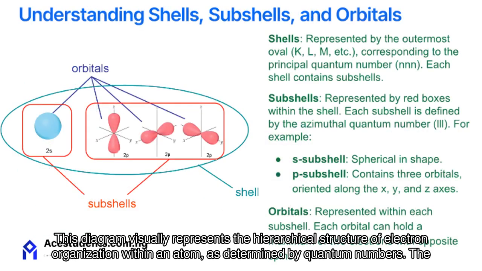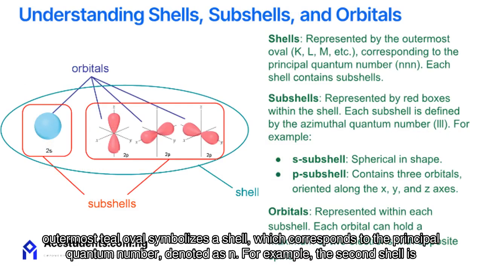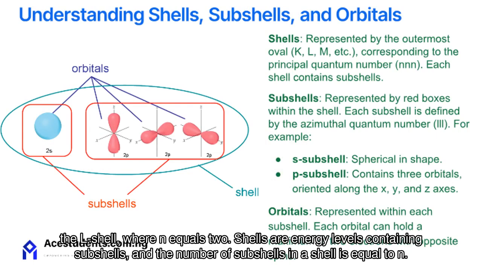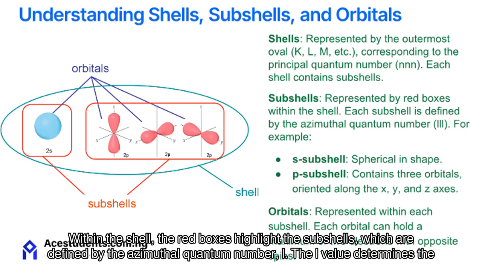This diagram visually represents the hierarchical structure of electron organization within an atom, as determined by quantum numbers. The outermost teal oval symbolizes a shell, which corresponds to the principal quantum number, denoted as n. For example, the second shell is the L shell, where n equals 2. Shells are energy levels containing subshells, and the number of subshells in a shell is equal to n.